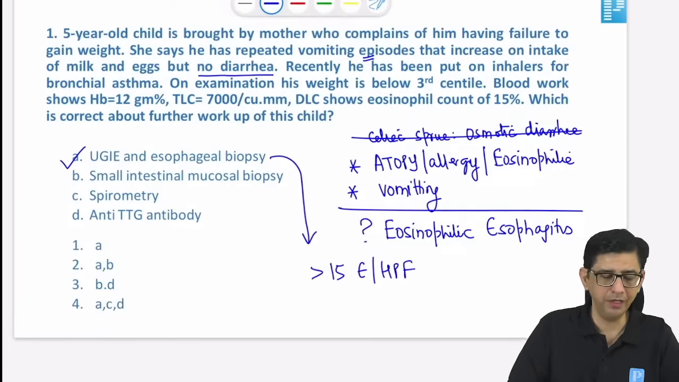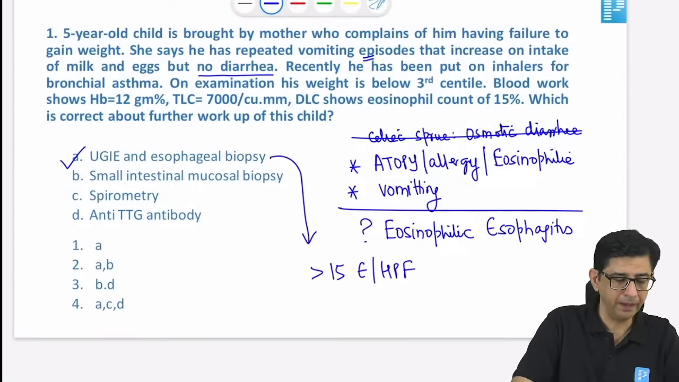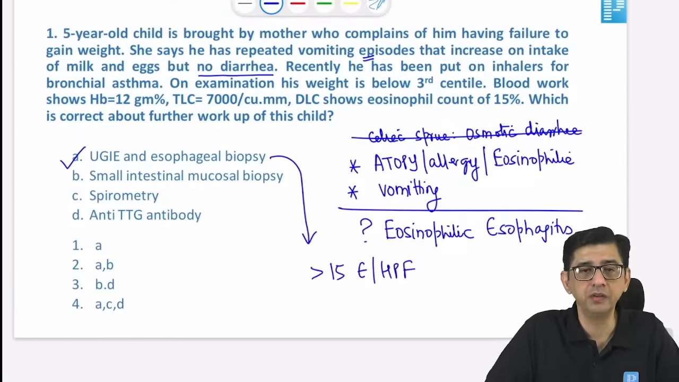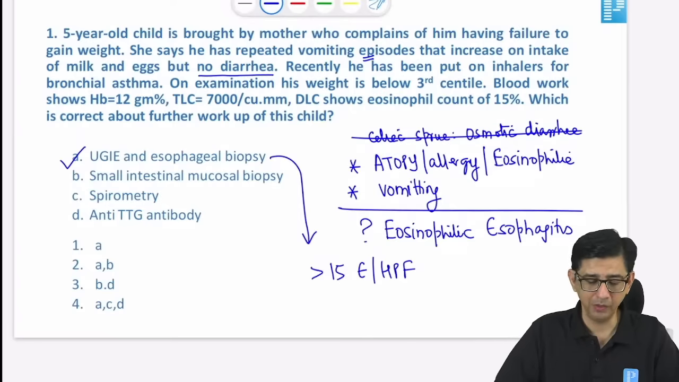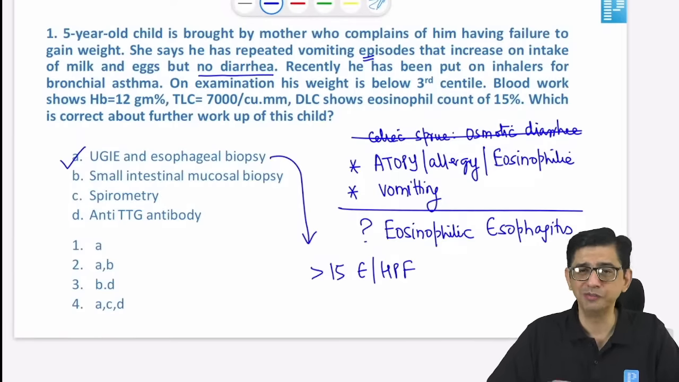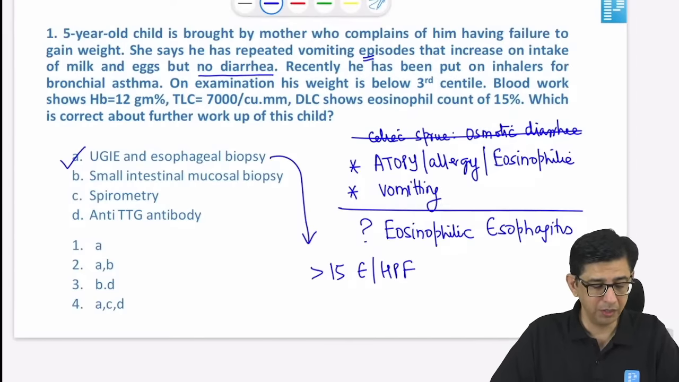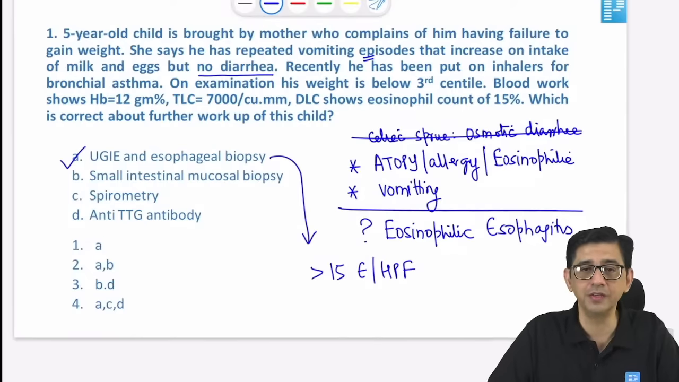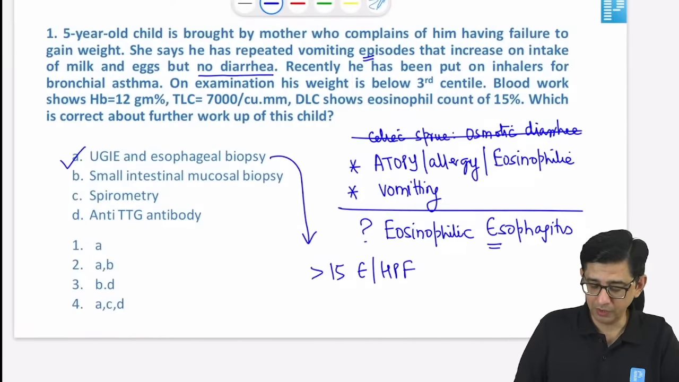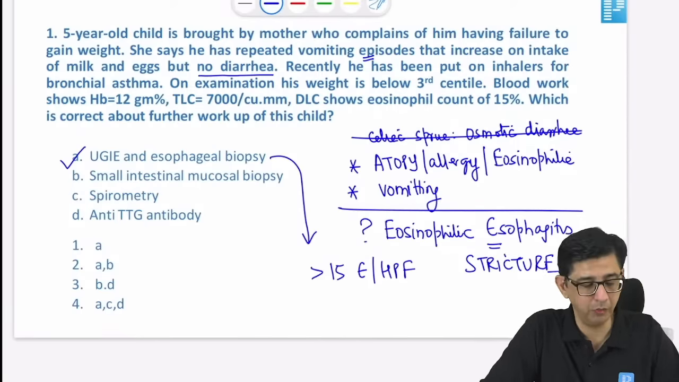I'm just going to quickly read this question once again so that we can get the options right. This is a 5-year-old child brought by the mother. There is failure to gain weight, so first line, traditionally malnourishment, and then he's talking about vomiting episodes but no diarrhea. Why is there vomiting? That's the interesting question. In eosinophilic esophagitis, there is formation of stricture in the esophagus, and that stricture is the reason for the development of vomiting in this case.